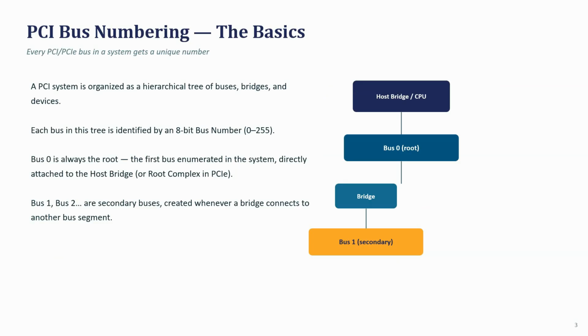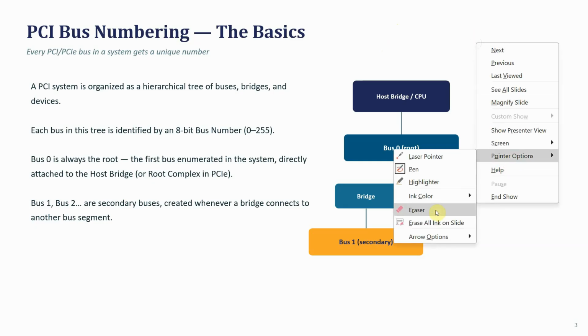The bus numbering concept was introduced in PCI and extended into PCIe. In a PCI system, everything is an organized, hierarchical tree of buses, bridges, and devices. As we have already seen, in PCI we have a shared bus where every device shares a common bus. This is a typical PCI architecture where we have a host bridge, which is nothing but my CPU.